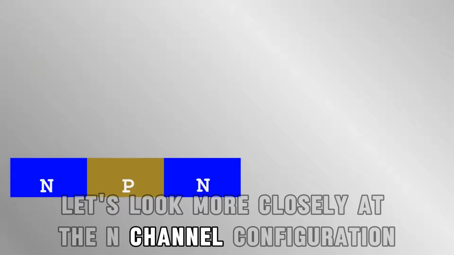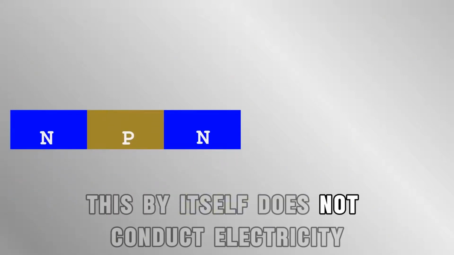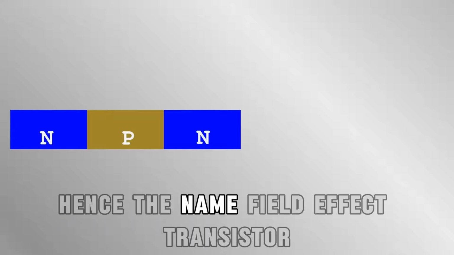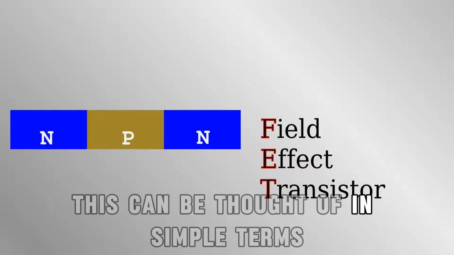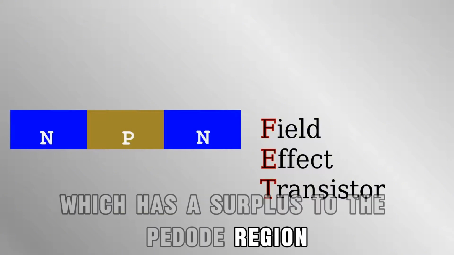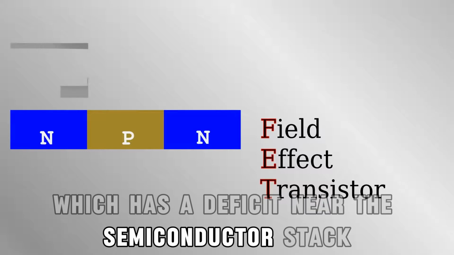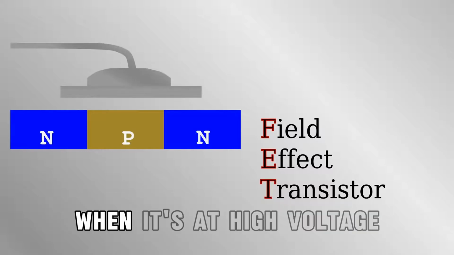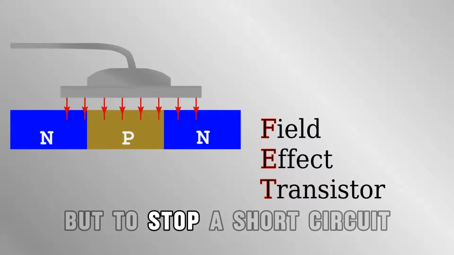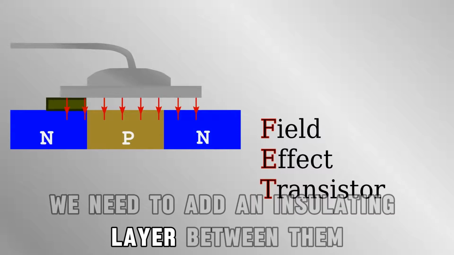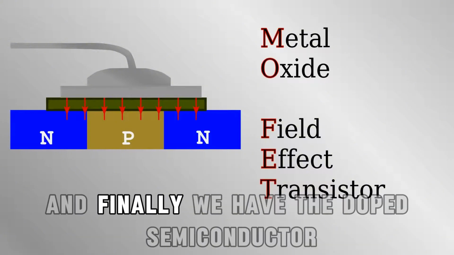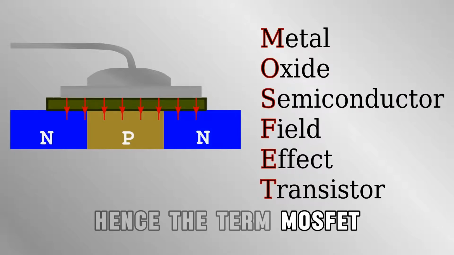Let's look more closely at the N-channel configuration. This by itself does not conduct electricity, but when an electric field is applied to it, a conducting channel forms, hence the name Field-Effect Transistor. This can be thought of in simple terms as the electric field attracting electrons from the N-doped region, which has a surplus, to the P-doped region, which has a deficit. Near the semiconductor stack, we have a conducting electrical terminal. When it's at high voltage, an electric field forms and the transistor conducts. But, to stop a short circuit, we need to add an insulating layer between them. The contact is metal, the insulator is silicon oxide, and finally we have the doped semiconductor, hence the term MOSFET.